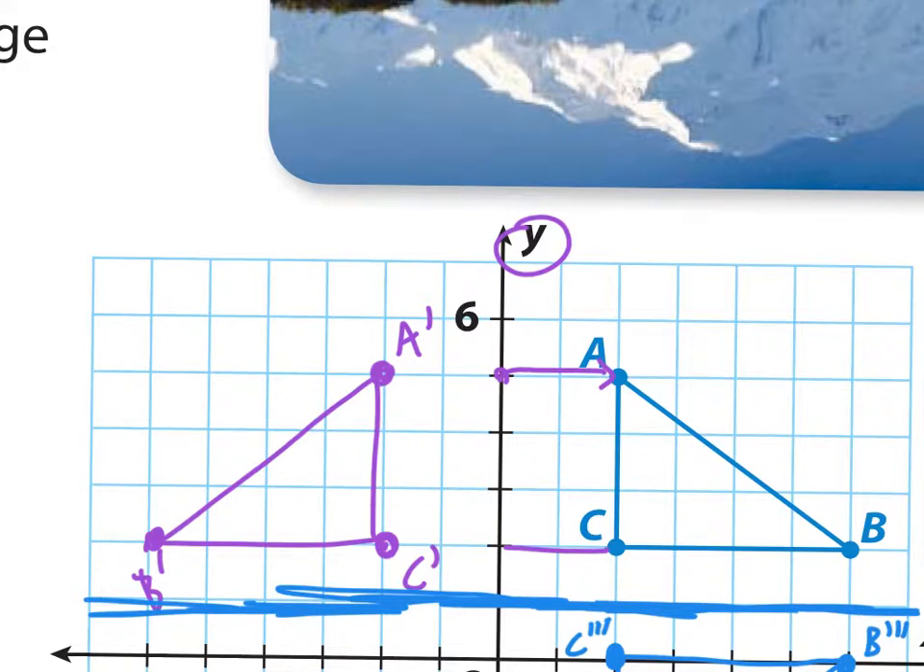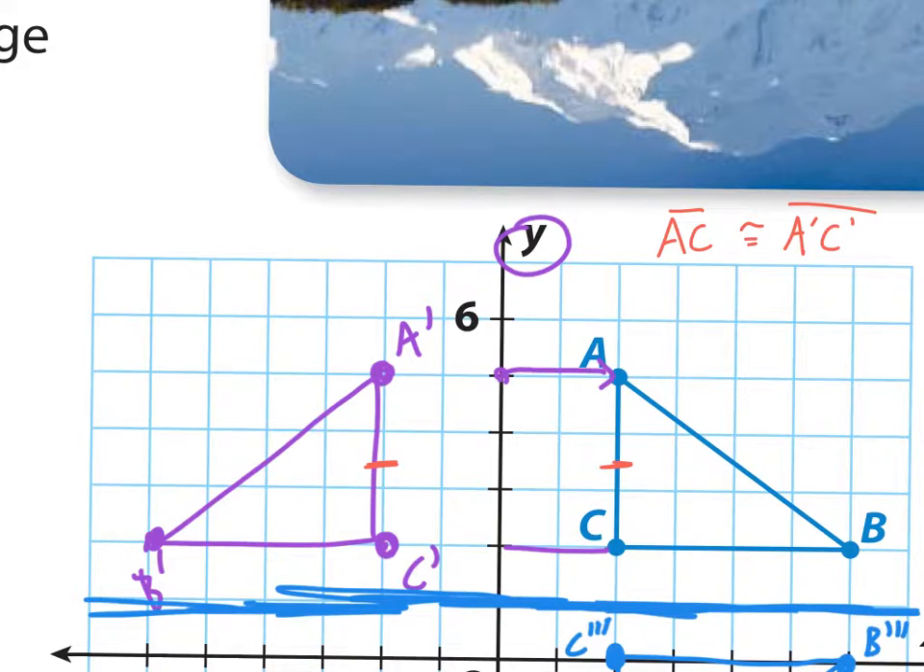It's still the same size. It's still the same shape. It's just backwards, right? Okay, so these are still congruent. The pre-image and the image are still congruent to each other. If we were to look at it, line AC is still congruent to line A prime C prime. Just because they're backwards, that doesn't change. So we still have the same size, same shape.